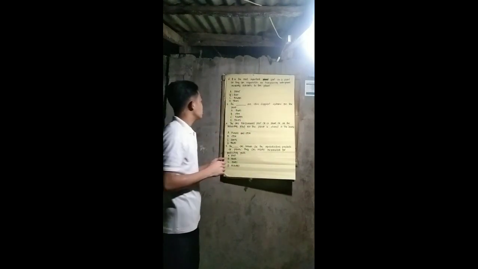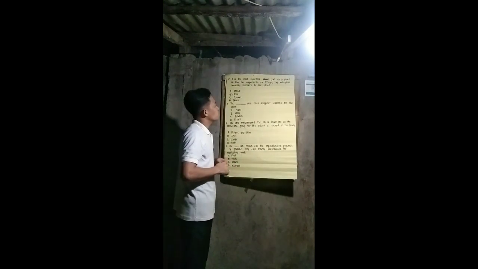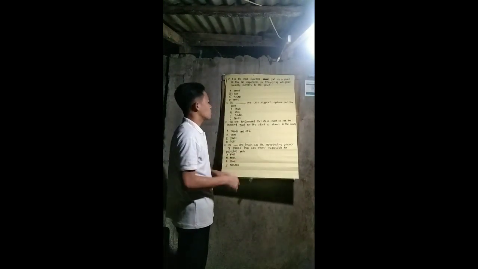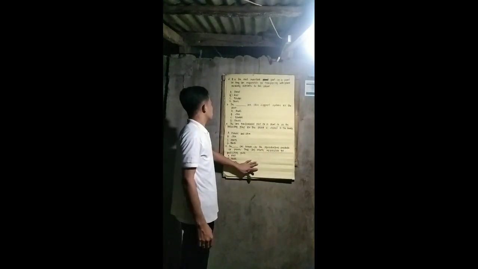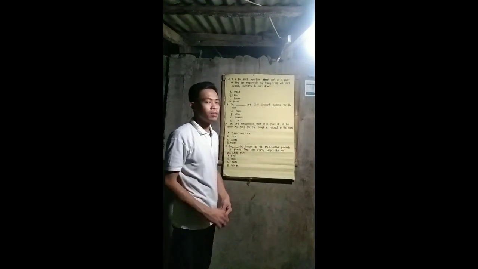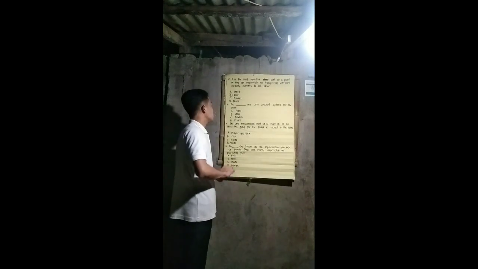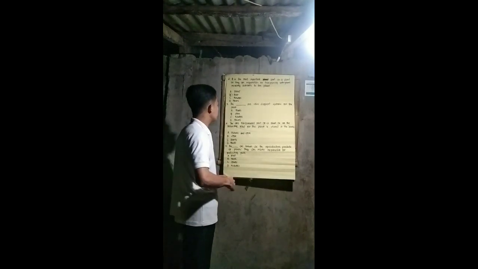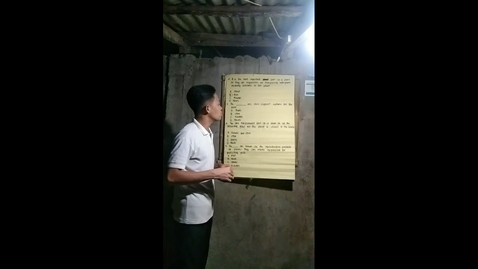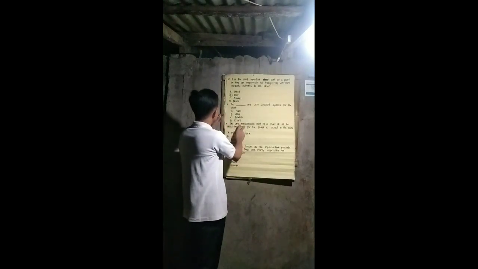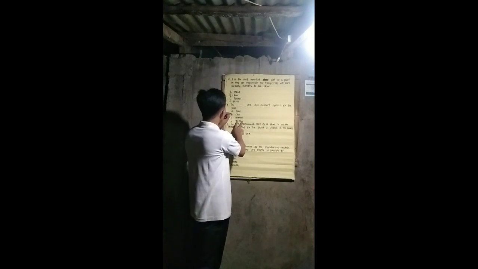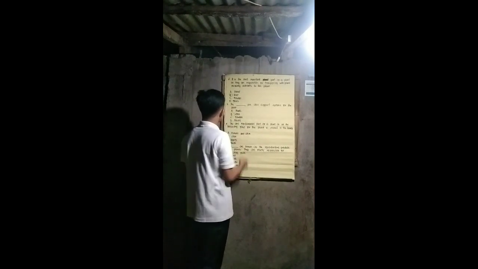Let us move to number 3. The blank is also the support system for the plant. What is the correct answer for number 3? Stem. Okay, very good. The correct answer is stem because it is also the support system for the plant.